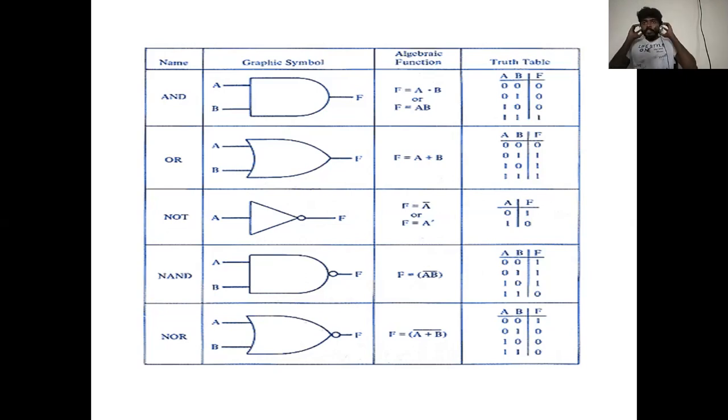And then as we said earlier, NOT is an inverting function. If you force the input at a as 0, you will get the output as 1. Similarly, if the input at a is 1, you will get an output as 0, right? This is the inverting logic.